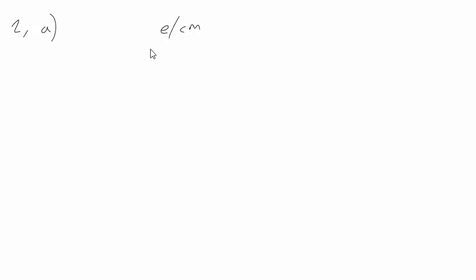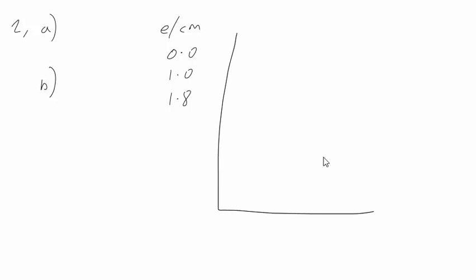And so the initial length with no mass, 12 centimetres minus 12 centimetres, is 0 extension. 13 minus 12 is 1 centimetre, and 13.8 minus 12 is 1.8 centimetres. For B, we then need to add these to the graph. So the graph would go something like this.